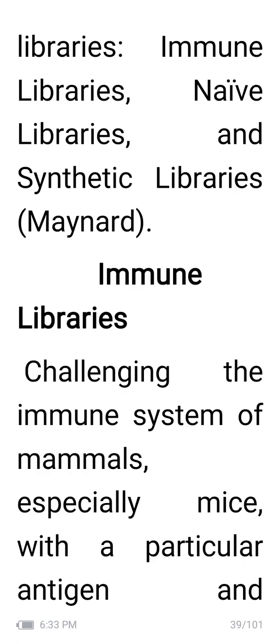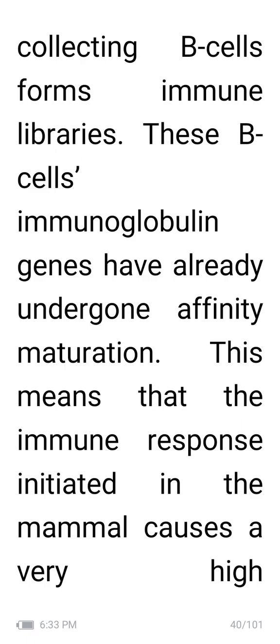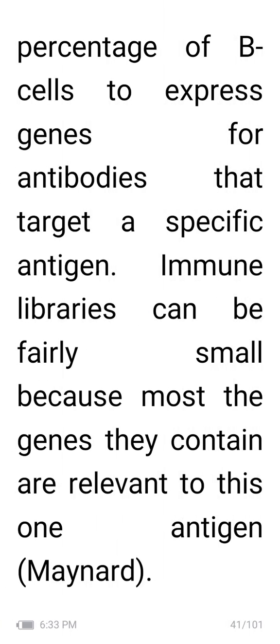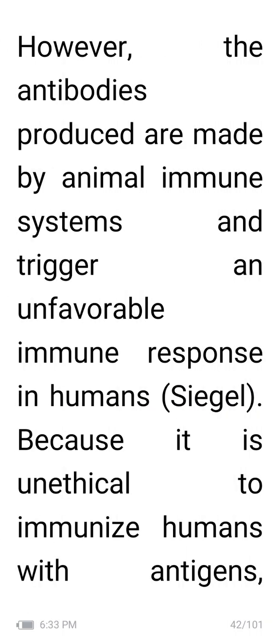Immune libraries. Challenging the immune system of mammals, especially mice, with a particular antigen and collecting B cells forms immune libraries. These B cells' immunoglobulin genes have already undergone affinity maturation. This means that the immune response initiated in the mammal causes a very high percentage of B cells to express genes for antibodies that target a specific antigen. Immune libraries can be fairly small because most of the genes they contain are relevant to this one antigen.